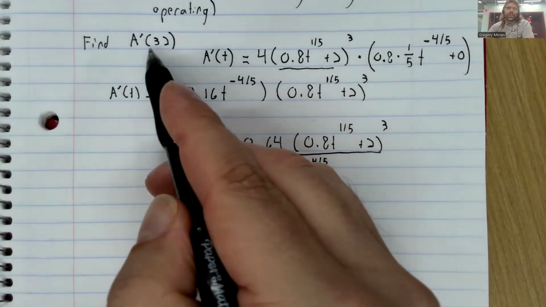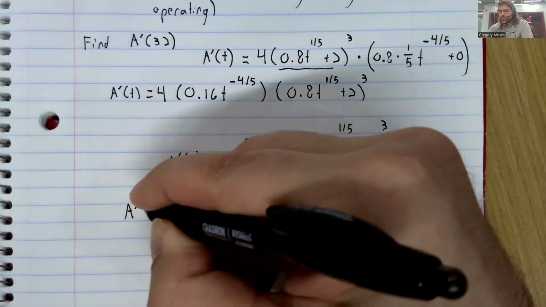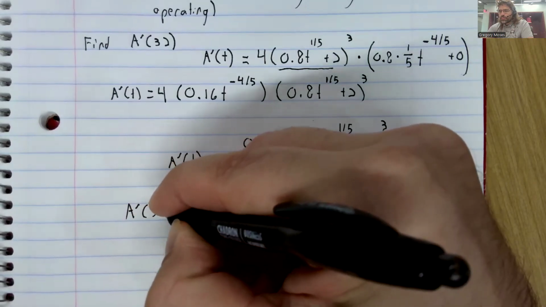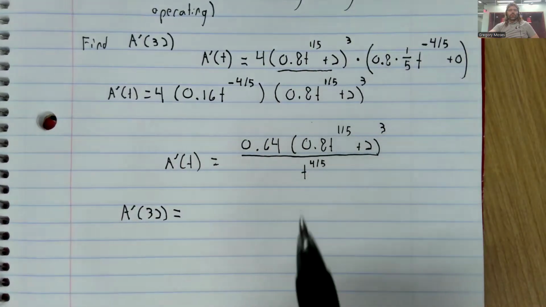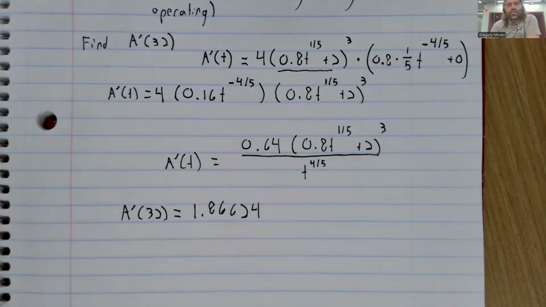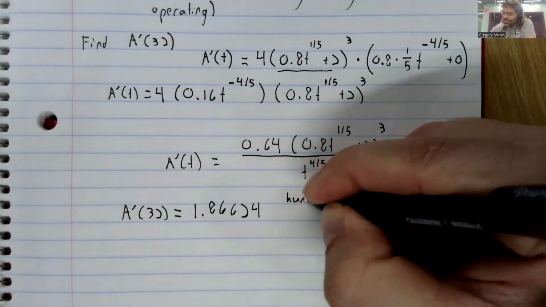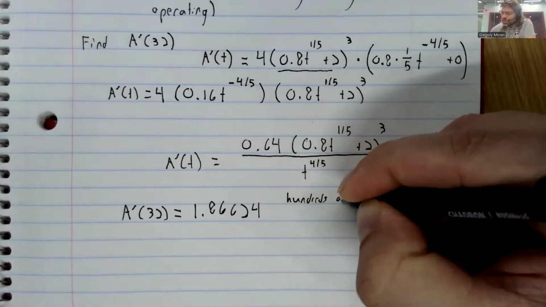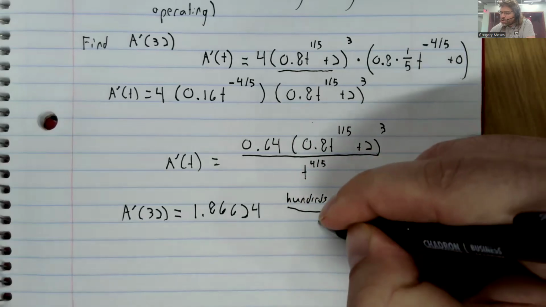And specifically for A prime of 32, now we'll just take 32 and plug it in here. I'll do that on my calculator. It's 1.86624. And this, of course, has a unit. It's hundreds of gallons per month.